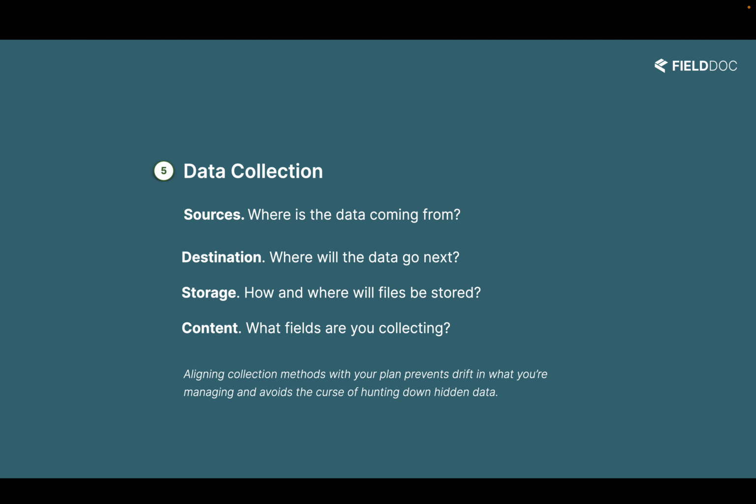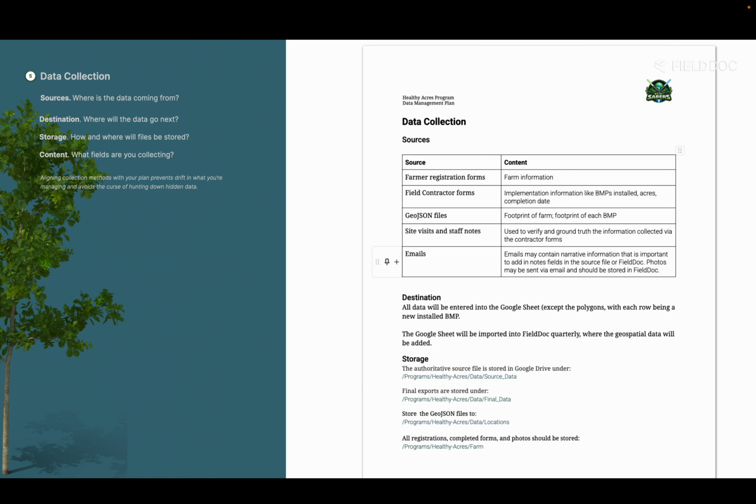Okay, so I started to talk about data collection. Do you see how we're going down into more specifics? So when you're talking about data collection, you're looking at sources, destination, storage, and content. Where is the data coming from is a great question. And this is an amazing example of how every data management plan is unique. I've talked to more organizations than I can count, and very few have exactly the same strategy for how they're getting data from anywhere and putting it into an authoritative source.